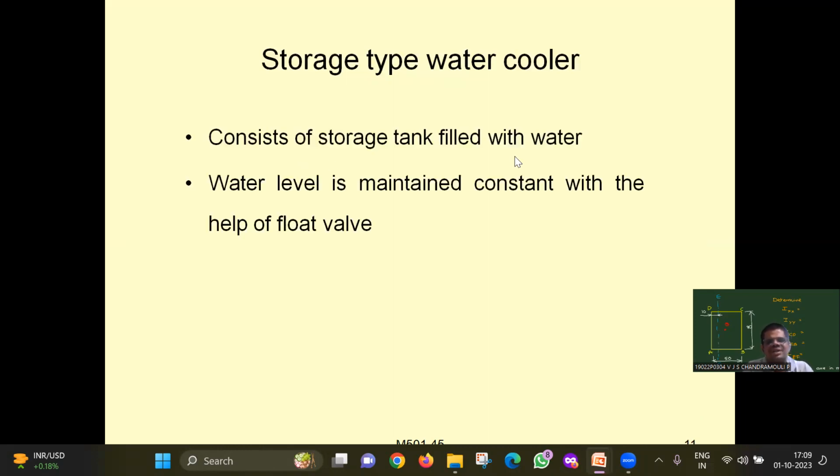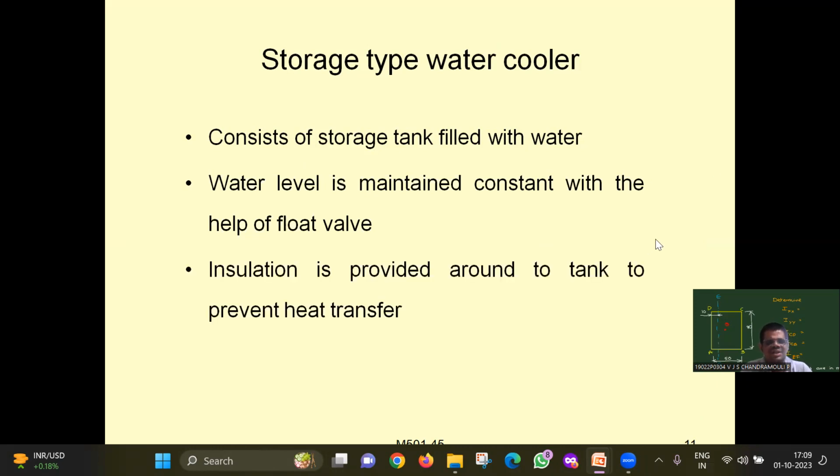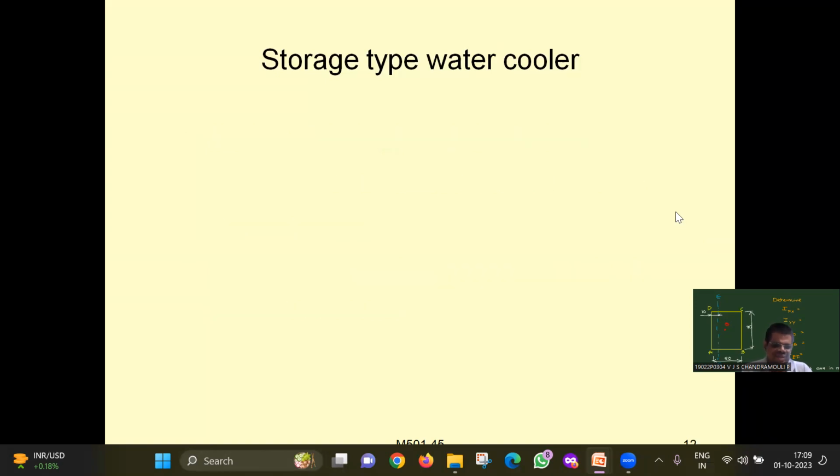It consists of a storage tank filled with water, and the water level is maintained constant with the help of a float valve. So the water cooler which we have seen is a storage type one, and insulation is provided around the tank to prevent any heat transfer. So once if you switch on the cooler in the morning and the cooling water is produced, even though there is no power, the chilling is continued until the end of the day if the insulation is perfect.